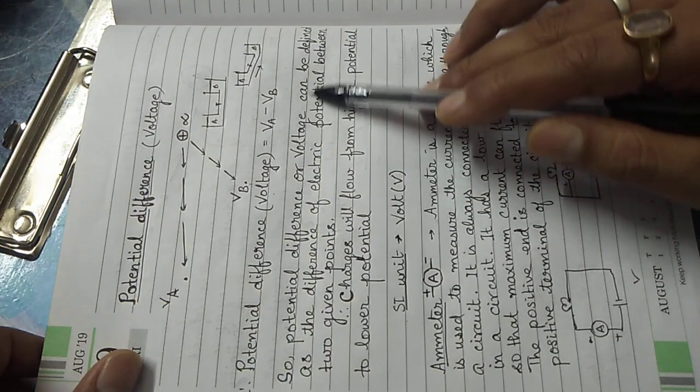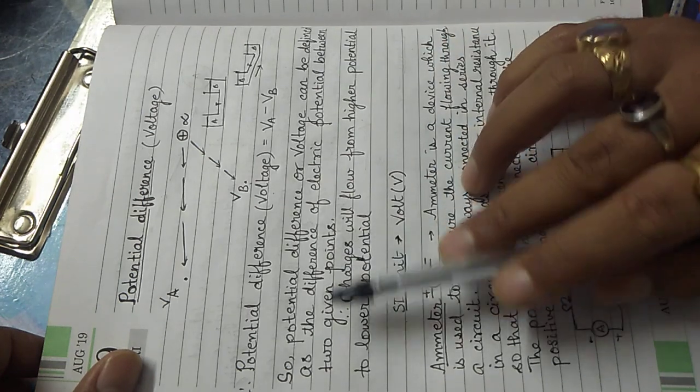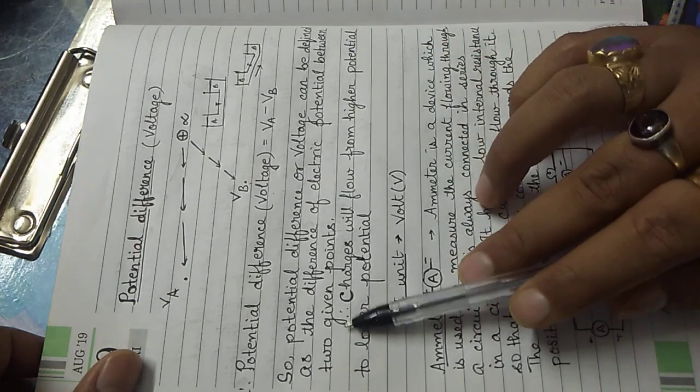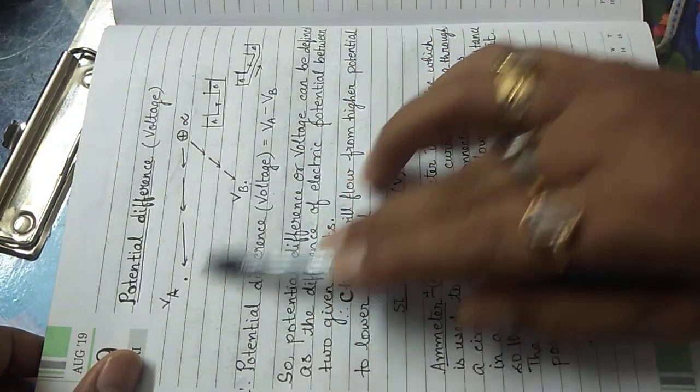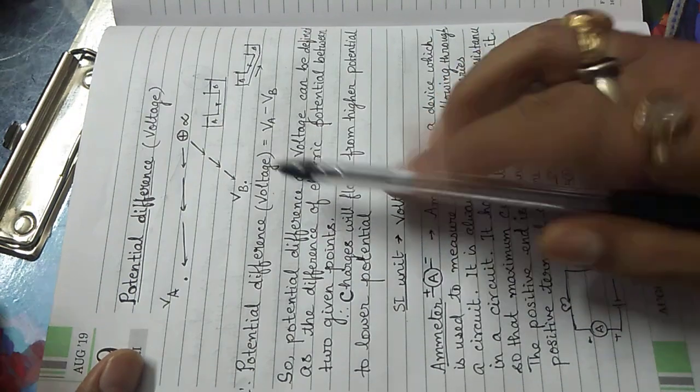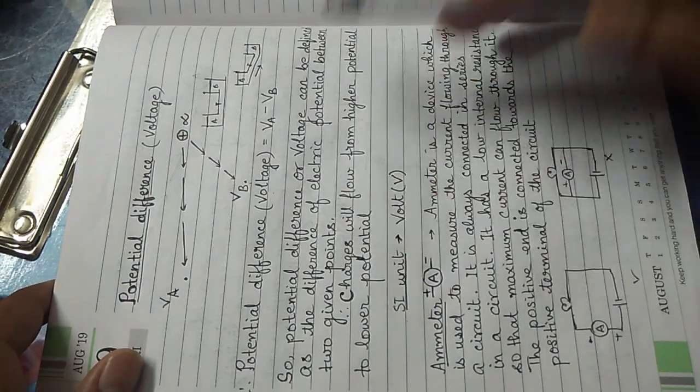So potential difference or voltage can be defined theoretically as the difference of electric potential between any two given points. Suppose there is an electric field, the difference of electric potential between any two points in it is called potential difference or voltage.